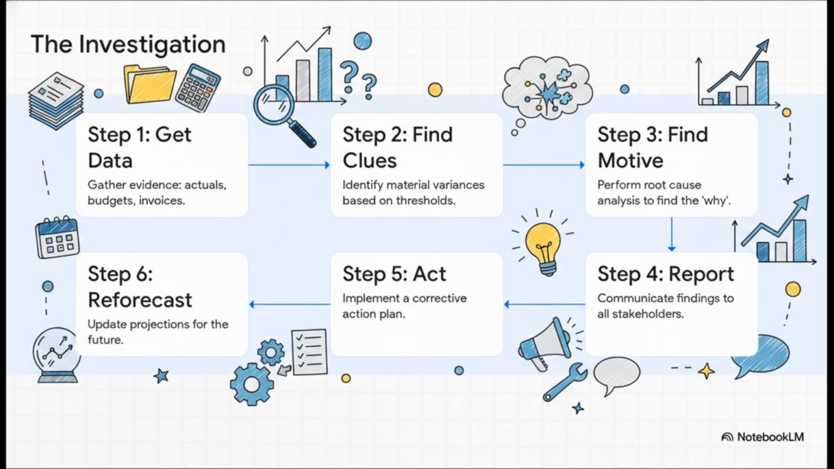Now, step 3 is critical. You have to find the motive. This is where you do a root cause analysis to understand why it happened. Was it a one-time surprise, like a hailstorm damaging the roof? Or is it a new concerning trend, like utility costs that just keep climbing? Once you know the why, you move to step 4, writing up a report for all the stakeholders. Then, step 5, you actually take corrective action. And finally, and this is so important, step 6, you reforecast. You use what you just learned to create a much more accurate map for the future.